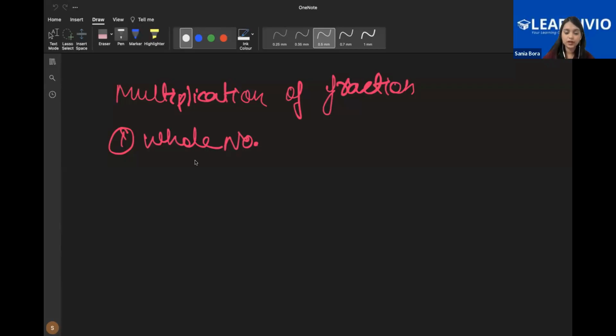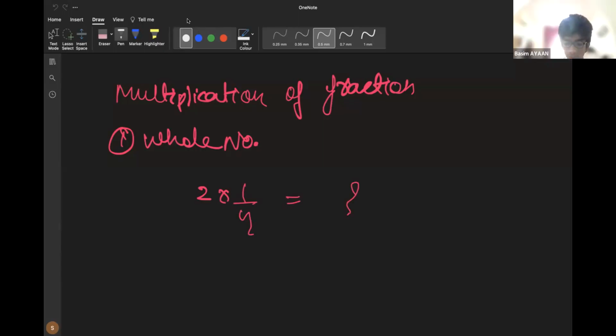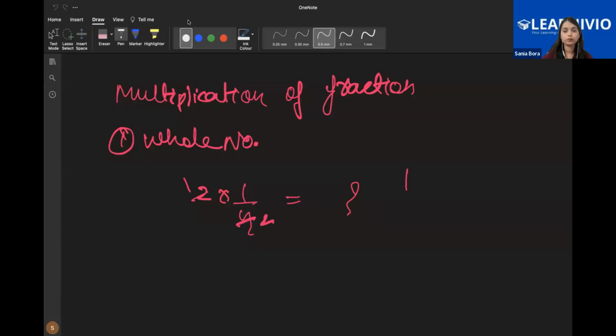Okay. So for example, if you multiply any number with this, I'll just give you one example. 2 multiplied by 1 by 4. So what you will get? Ma'am, you mean 1 by 4 multiplied of 2? Yes. You multiply. Ma'am, 1 by 2. Yes. So first of all, 2 ones are 2, 2 twos are 4. So what is left? 1 upon 2. Correct?